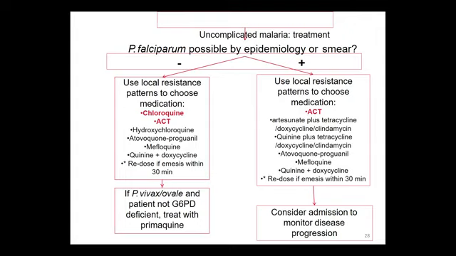Then use local resistance patterns, if not available, to choose medication: chloroquine or AST, hydroxychloroquine, atovaquone, proguanil, mefloquine, quinine, doxycycline. Redose if emesis within 30 minutes. If Plasmodium vivax or ovale and the patient is not G6PD deficient, treat with primaquine.